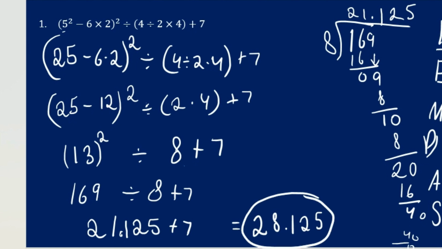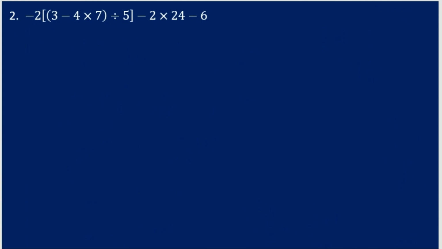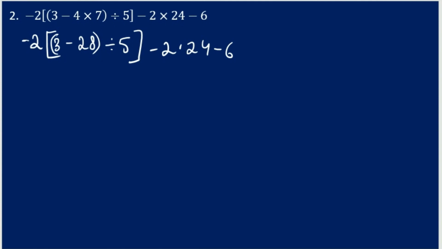Okay, now moving on. So Jo, do you think you can do this now? Yeah, let me try. Go ahead. So minus 2, bracket 3 minus 28, divided by 5. And then it just remains the same over here. Okay, but where did you get the 28? We did 4 times 7. Correct, and that's how you got 28.